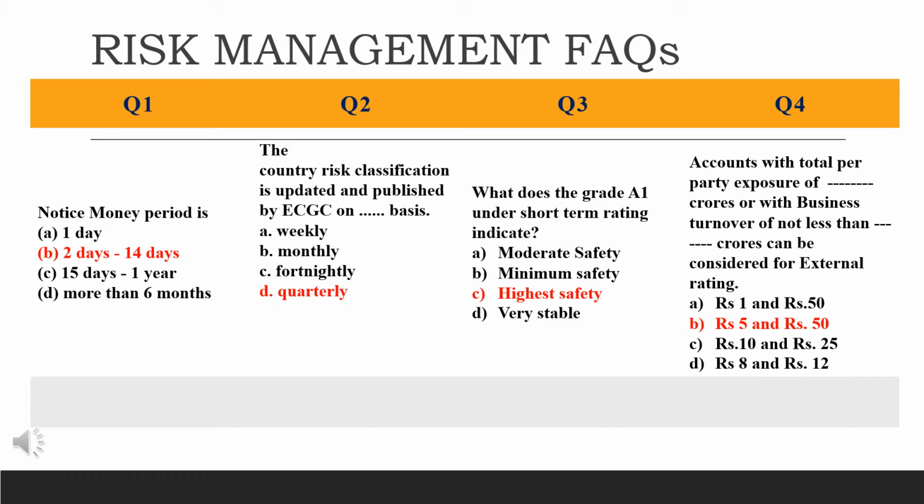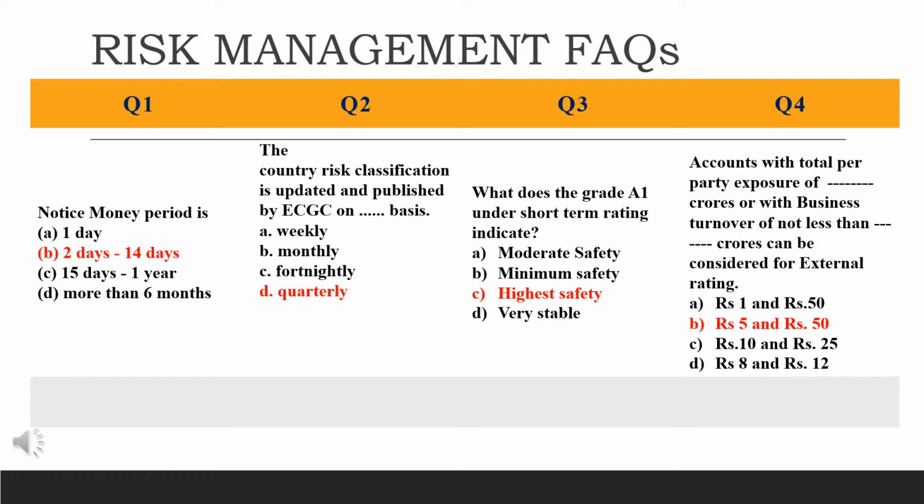So here the question is notice money. First option is 1 day. So 1 day will not come because it's for call money. If the question was for call money, 1 day would be the answer. Here it's given notice money, which refers to borrowing and lending of funds for 2 to 14 days. So the answer is 2 to 14 days. Next, more than 14 days is term money, so the rest of the answers will be for term money. So our answer for notice money is option B, 2 days to 14 days.